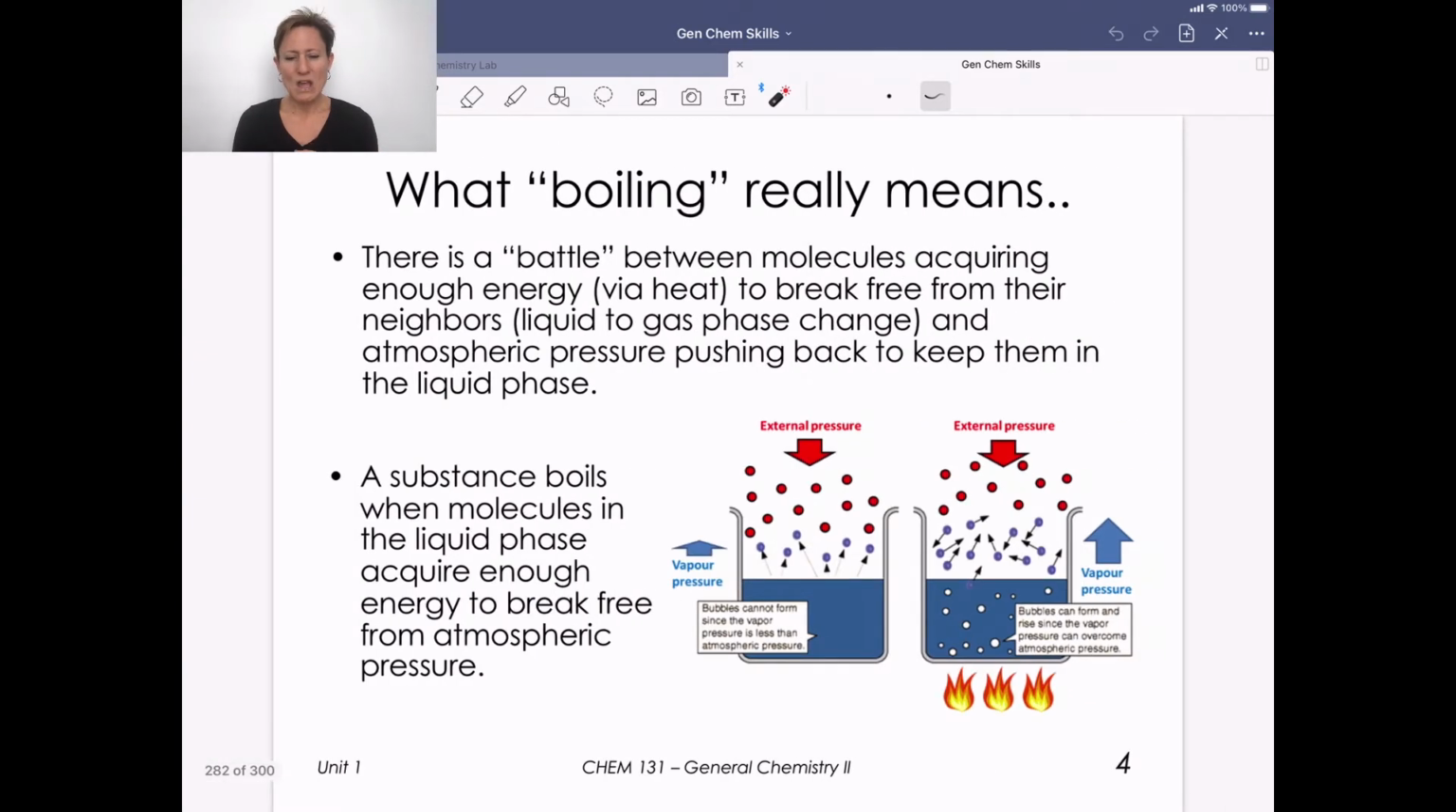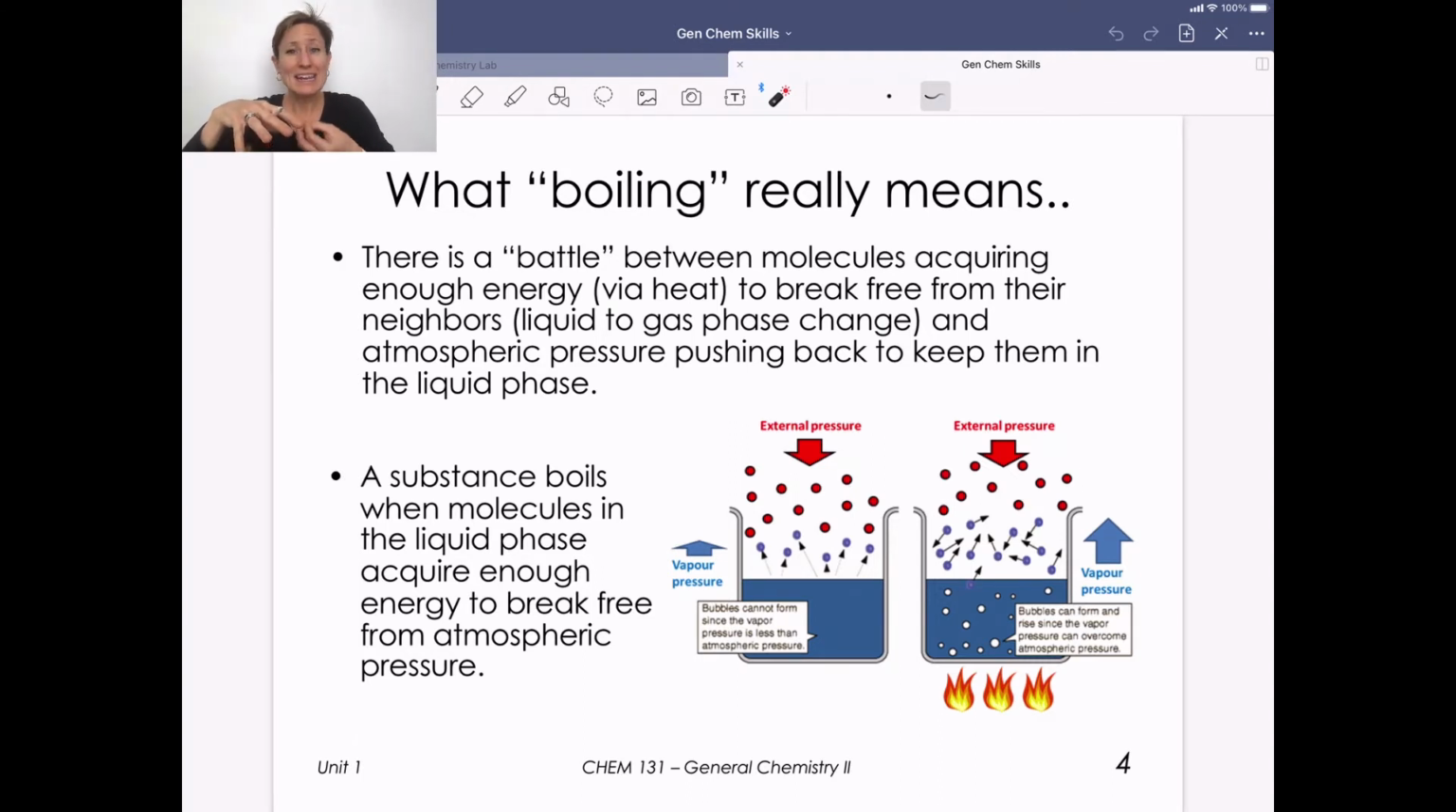All right, so conceptually, I want you to think about what it really means to boil something. I want you to think about boiling as really a temperature-dependent evaporation. Because boiling is really just taking something from the liquid phase and moving it to the gas phase. So by having a substance that we add heat to, we help that process along. But really what's happening is we're having a battle between molecules that are in the liquid phase wanting to escape to the gas phase, but we've got atmospheric pressure that's pushing down.